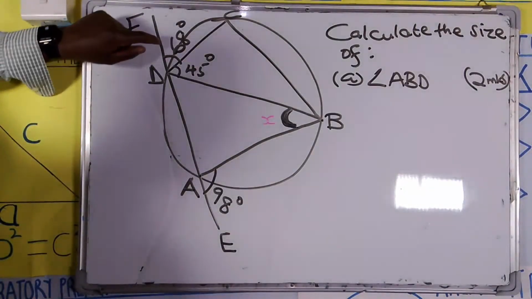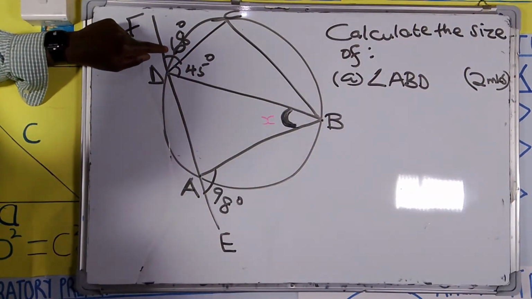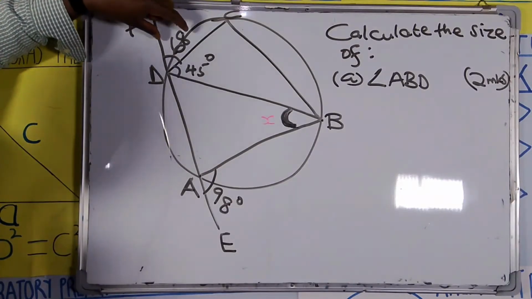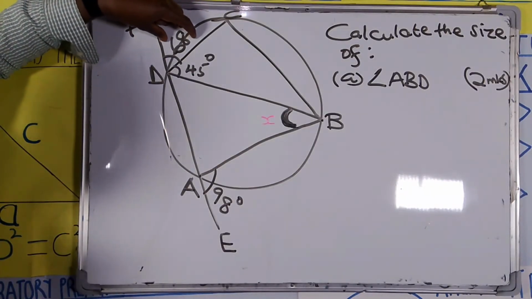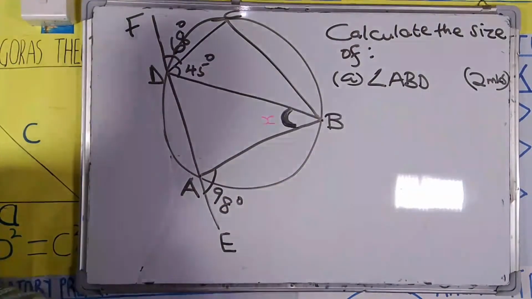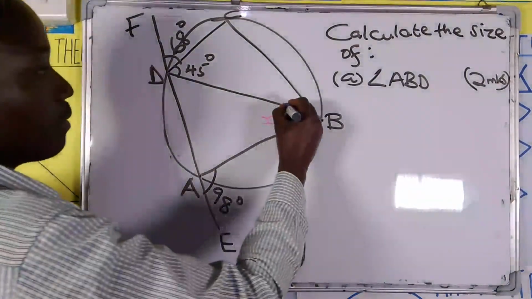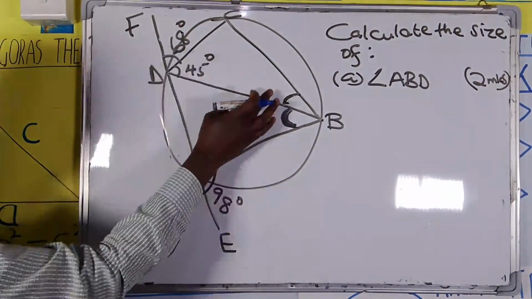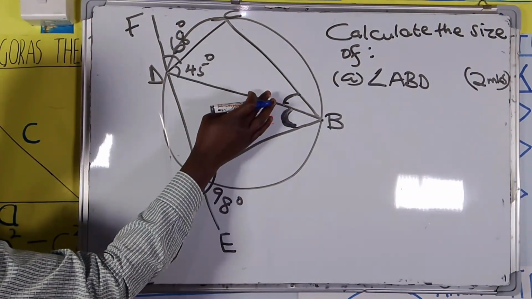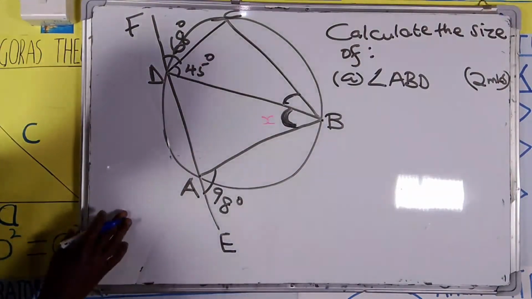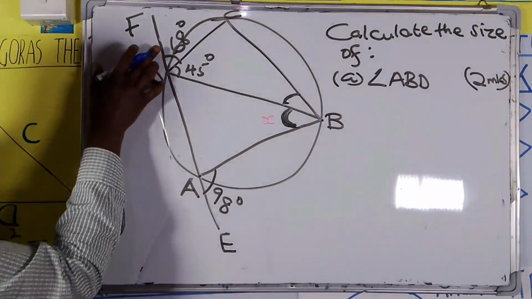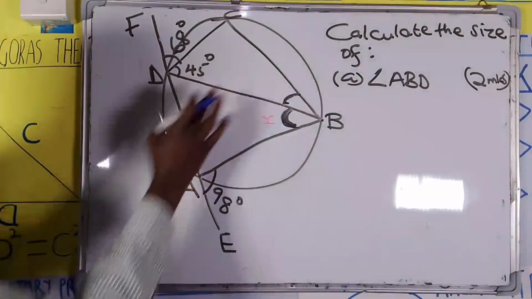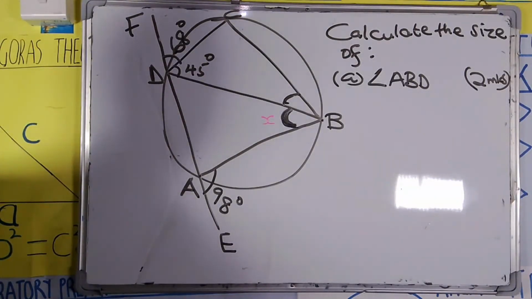We have 68 degrees here. So this angle and this angle here are on two alternate segments. These two angles, 68 here and this angle here, if you can see clearly, 68 and 68, are on alternate segments.